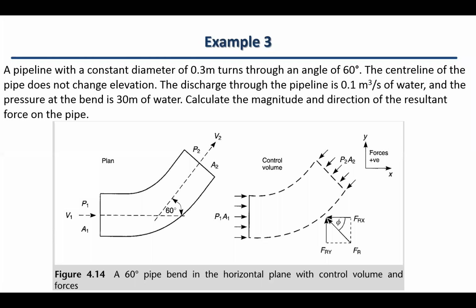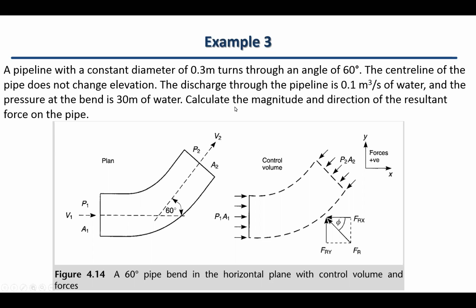Okay, so we have one example here. Imagine we have a pipeline with a constant diameter of 0.3 meters, turning through an angle of 60 degrees. The center line of the pipeline does not have a change in elevation, so it's completely horizontal.